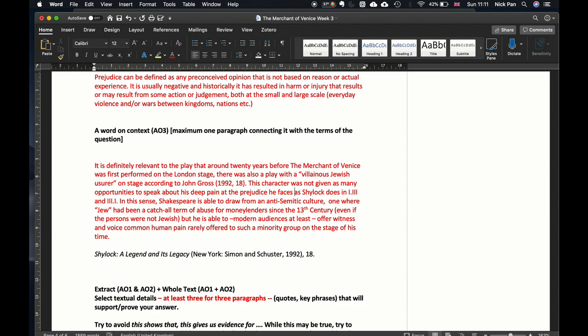However, Shakespeare is able to draw from an anti-Semitic culture, one where Jew had been a catch-all term of abuse, as I've said, for money lenders since the 13th century, and he's able to offer witness and voice to common human pain, rarely offered to such a minority group on the stage of his time.